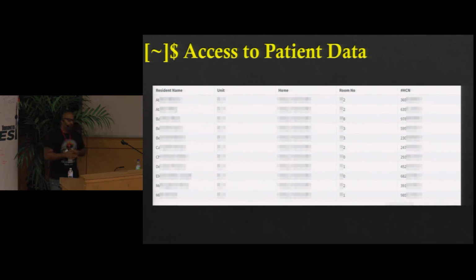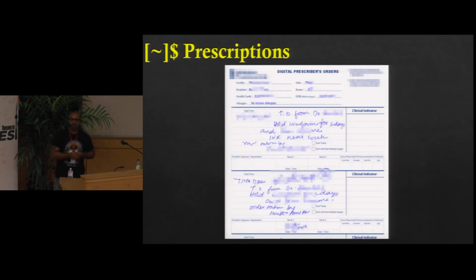And again, we can pull out data like resident name, unit, their home address, and room number. SCN is the health card number for that particular patient. And there are thousands of records in there. And finally, we were also able to pull out all the prescriptions that were written by the doctors for all the patients across all the medical institutions.